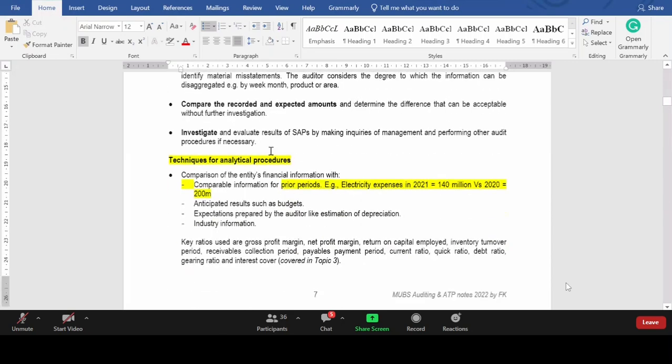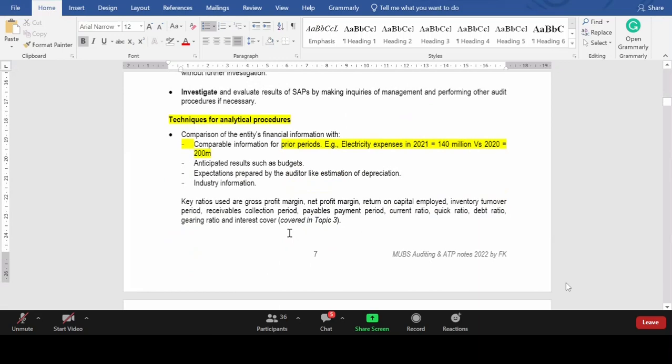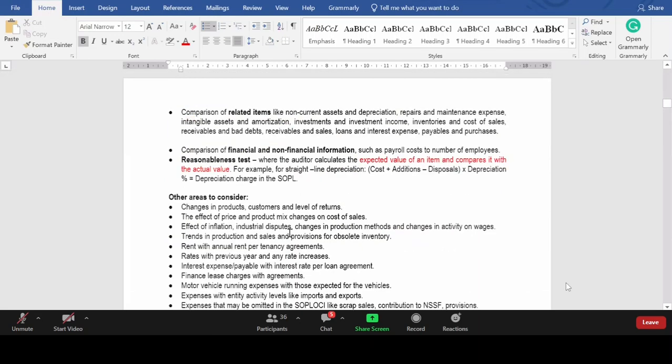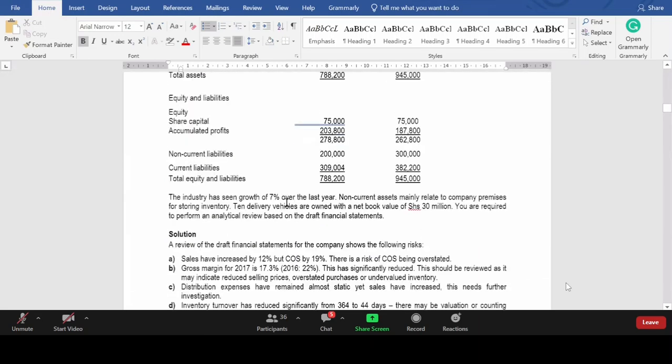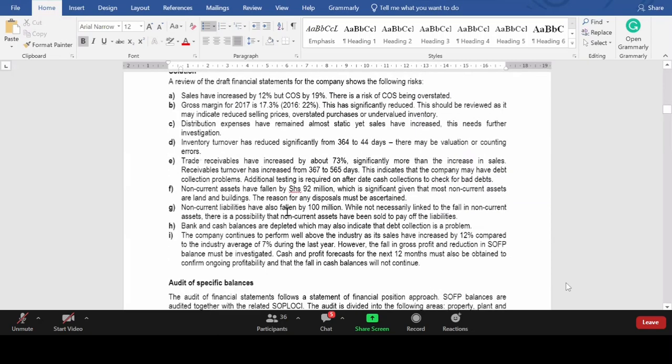There is a question here for analytical procedures. I think you did it in topic 3. You did a similar question like this, where you use the ratios.